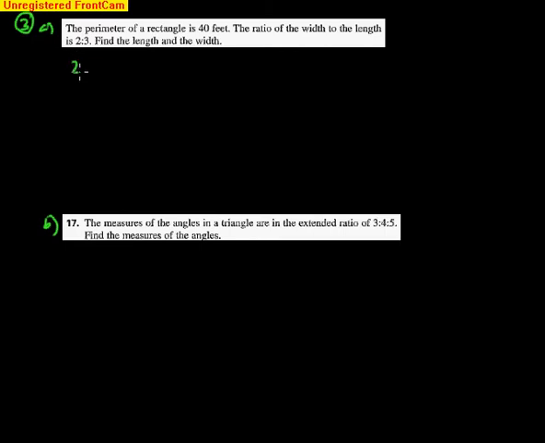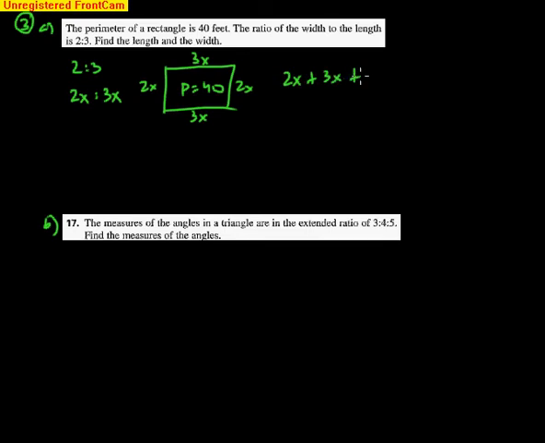So recall that with a ratio, you can multiply it by any number as long as you do it to both numbers. So we can multiply by a variable, x. Okay, so on my picture, 2x, 2x, 3x, 3x. The perimeter is 40. So all four sides must add up to 40, and that's what I'll do.